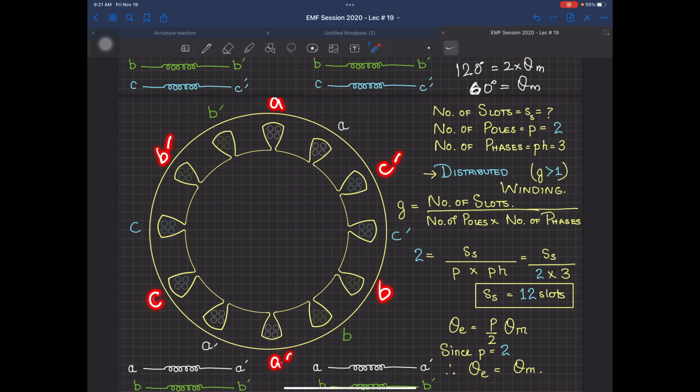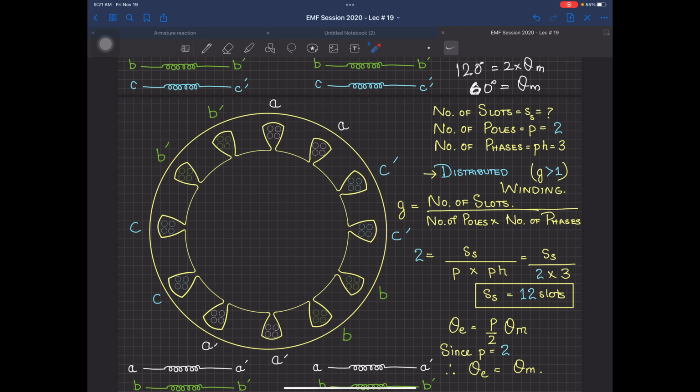Now, 6 slots are complete, 6 are still empty. So this is distributed, which means I am going to distribute the winding. Previously it was 1 conductor. So instead of 1 A, I have another A over here. So I have now 2A and 2A dash. Similarly, C dash 2, B and B here, B dash and B dash here, and C over here.